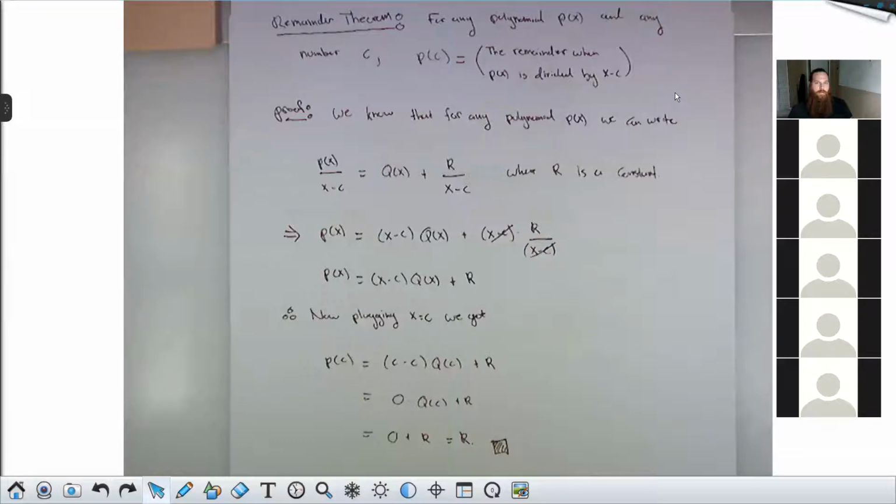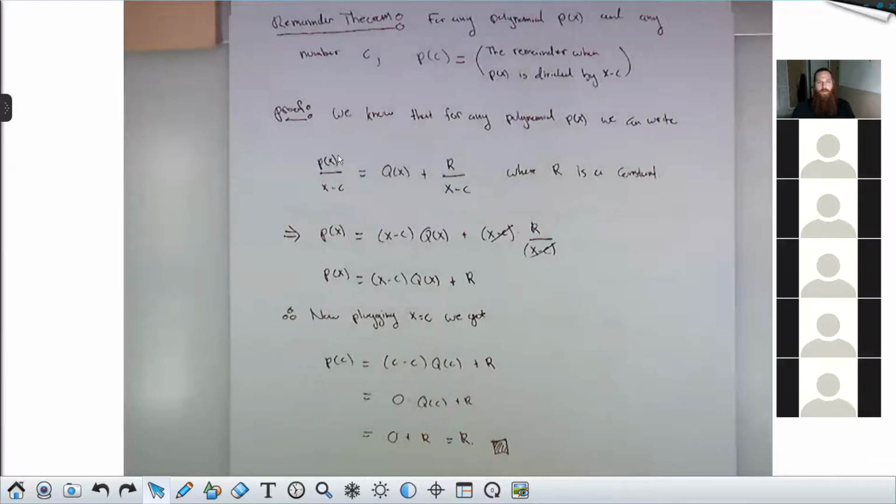What would the C be? Any number, whatever number you want. So if you wanted to plug in 5 or 1/2 or pi to a polynomial, you can divide that polynomial by x minus 5 or x minus 1/2 or whatever. Calculate the remainder. That remainder is what you would have gotten if you plugged that number into the polynomial.